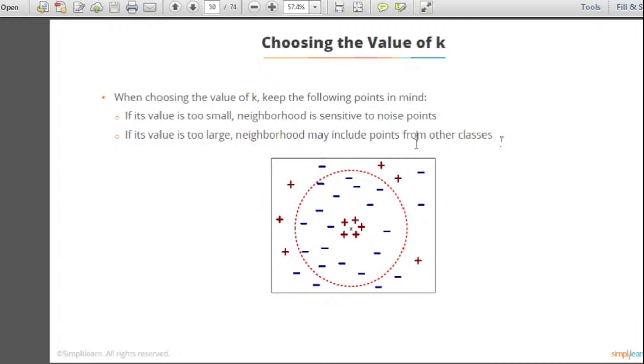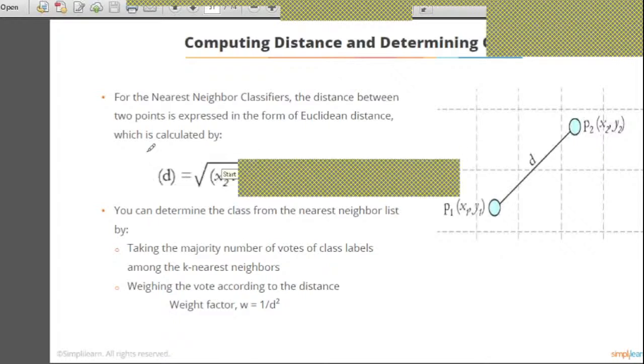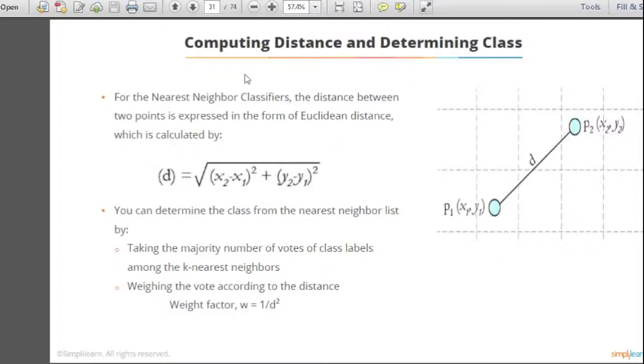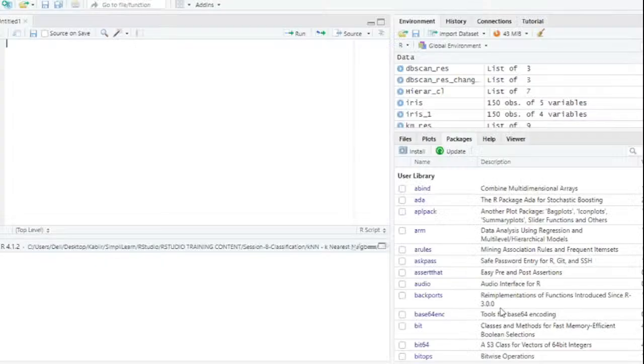This is the Euclidean distance formula which I have just explained. The distance between two data points is the square root of x1 minus x2 whole square plus y1 minus y2 whole square. So that's it on k nearest neighbor. Now let's quickly go to R.